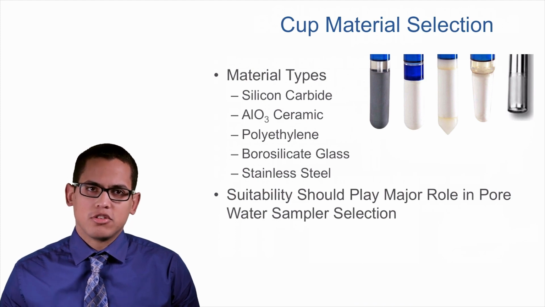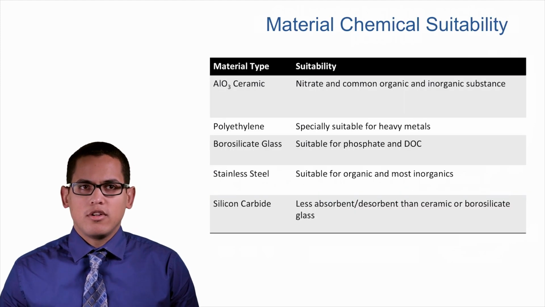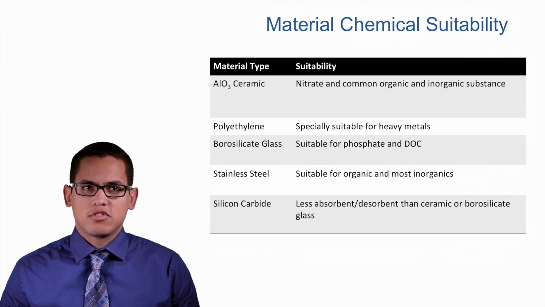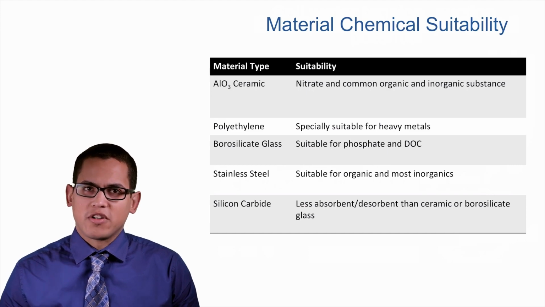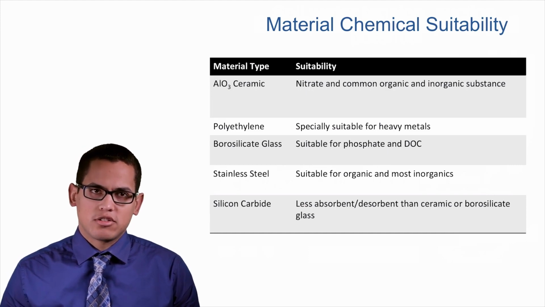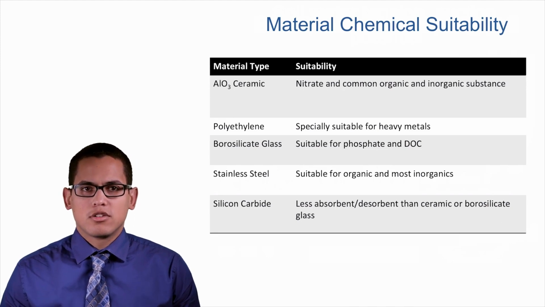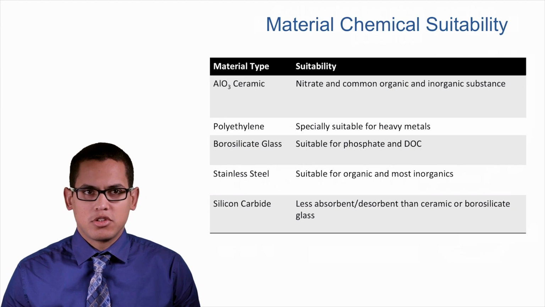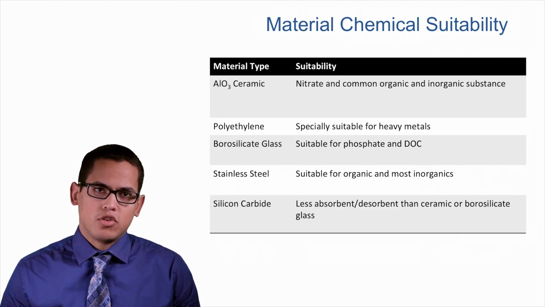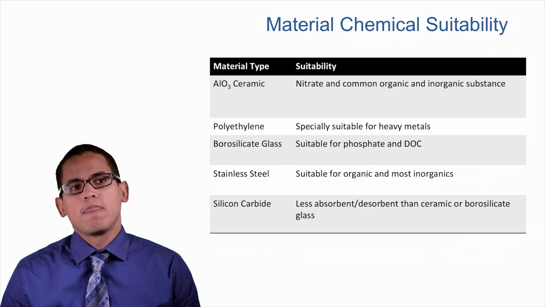So before making these selections, you really need to research what you're trying to sample for and how the sampler is going to affect that. So here's just a short list of some of the different suitabilities for the different types. With the aluminum oxide ceramic, you can typically sample for nitrates and common organic and inorganic substances. It does have a fairly limited range of chemical suitability. There are some compounds you could have issues with due to bonding with the ceramic.